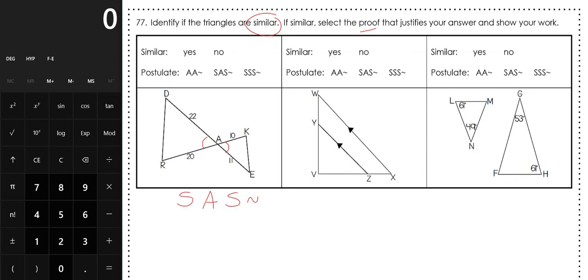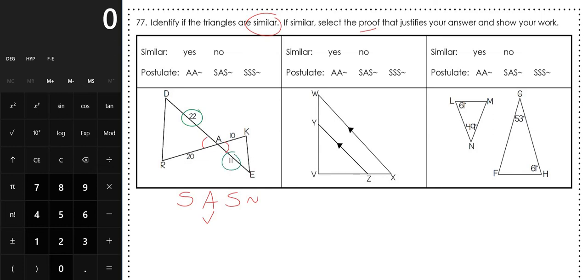Now I know for sure that the angles are congruent because they're vertical angles. So that part is good. Now let me check if the sides are in proportion. Before I do that, I have to match up the side lengths. So for the triangle on the left, I have 22, which is the longer side between 22 and 20. So looking at the triangle on the right, I want to pick the longer side, which is 11.